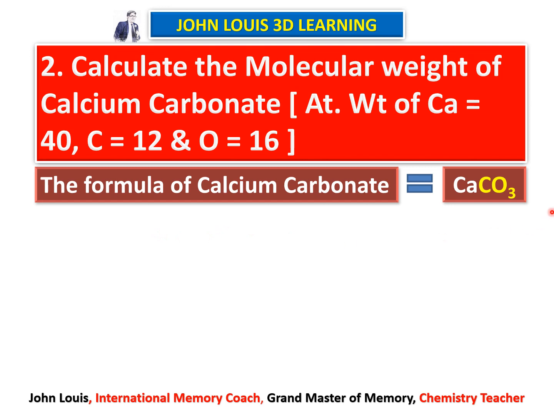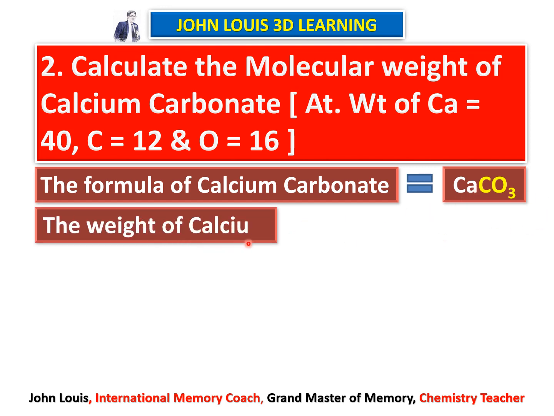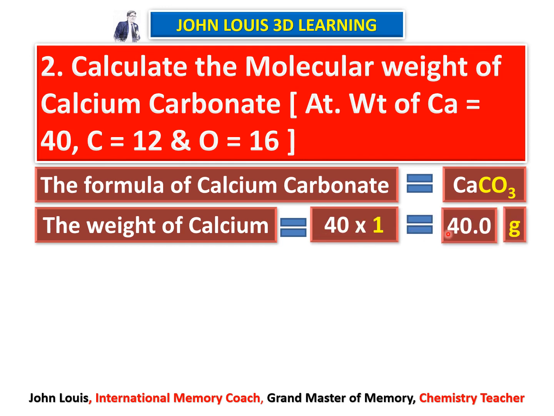Now, what is the weight of calcium in it? The weight of calcium is equal to, what is its atomic weight? 40. How many calciums are there in that formula? Only 1. Therefore, weight of calcium is equal to 40 into 1 is equal to 40 grams. Now, what is the next element present in it? Carbon.